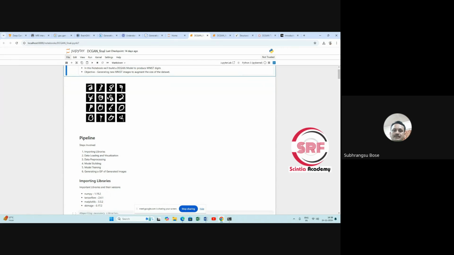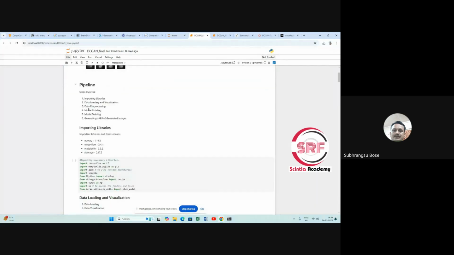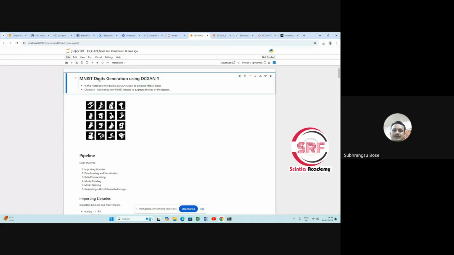How to make the algorithm? What are the steps? First, import the libraries. Then data loading and visualization. Data loading and visualization means the MNIST data. Basically, it is already available on the internet, on Google.